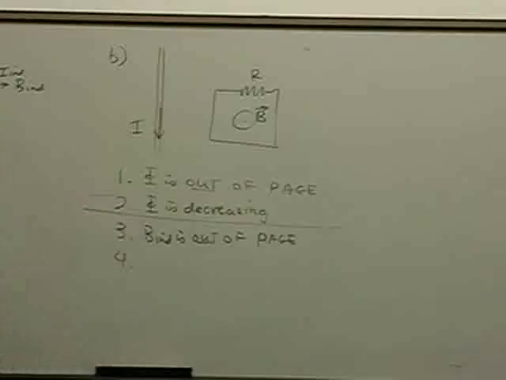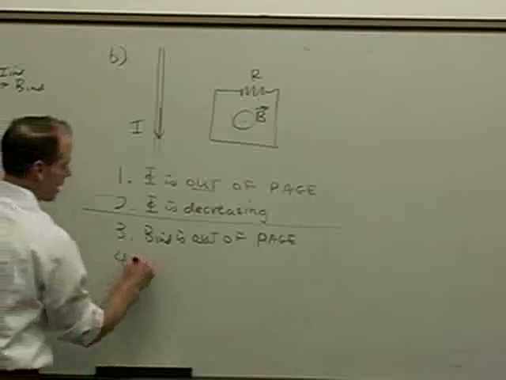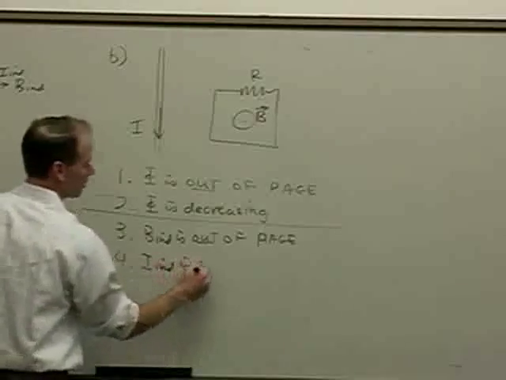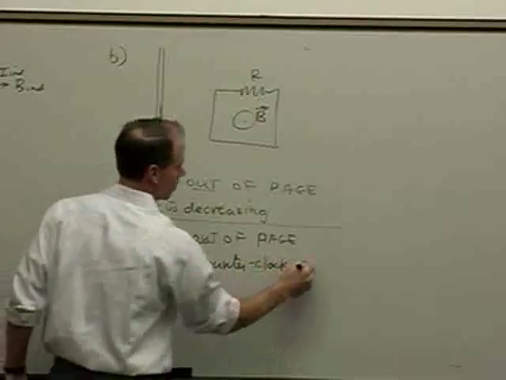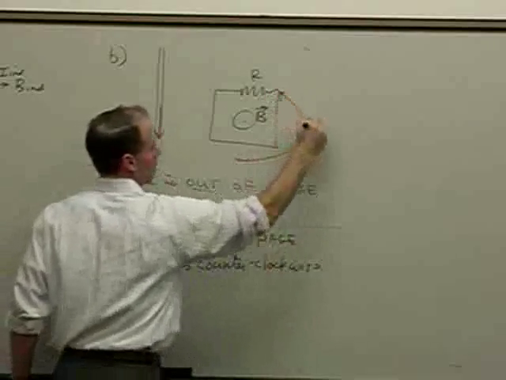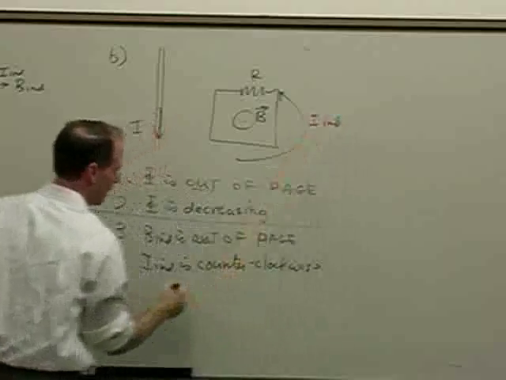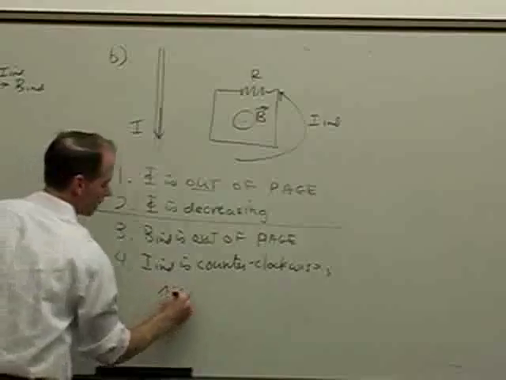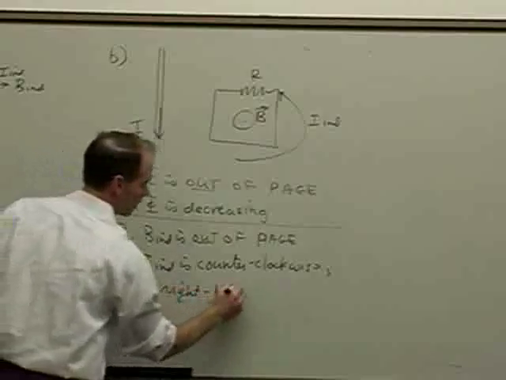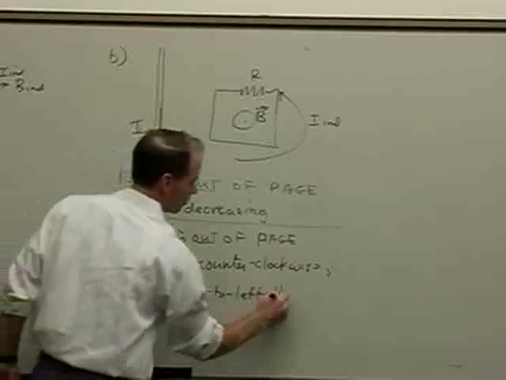So I induced is from right to left through that resistor, counterclockwise through the loop. So I induced is counterclockwise, from this way. And that means it would be right to left through the resistor.